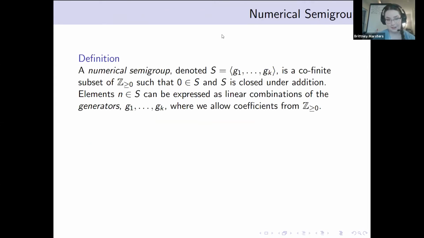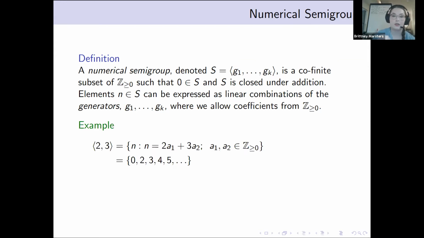So on to our second ingredient, numerical semigroups. A numerical semigroup, denoted S, is generated by g_1 through g_k. It's a cofinite subset of the non-negative integers that contains the origin and is closed under addition. Elements of our numerical semigroup can be expressed as linear combinations of our generators, where we take our coefficients to also be non-negative integers. So for example, if we want to look at the numerical semigroup generated by 2 and 3, we look at all of the non-negative integers we can get by adding up copies of 2 and 3.